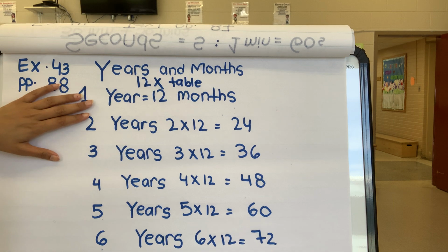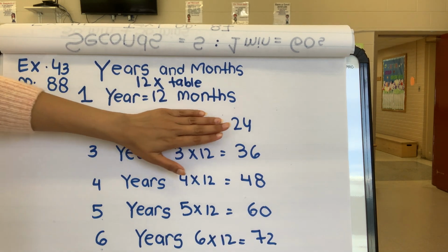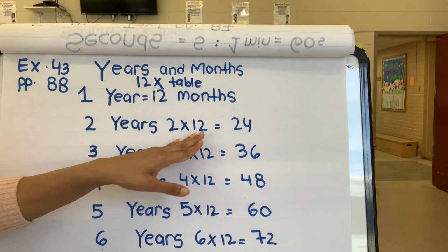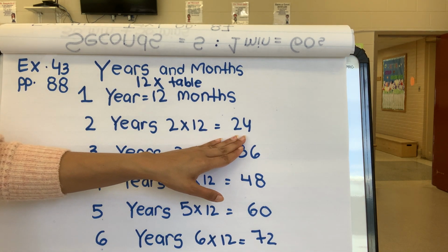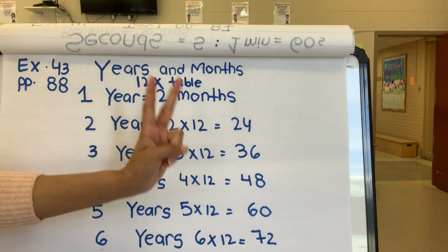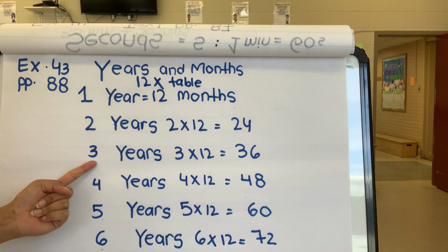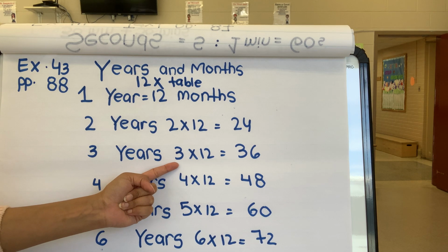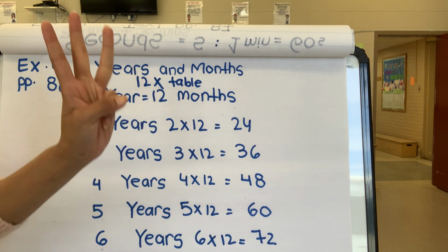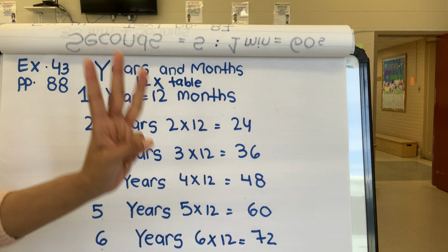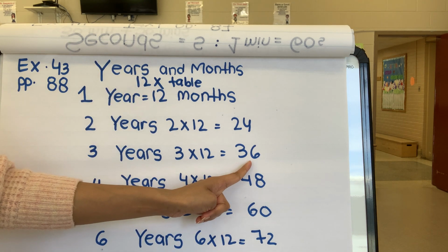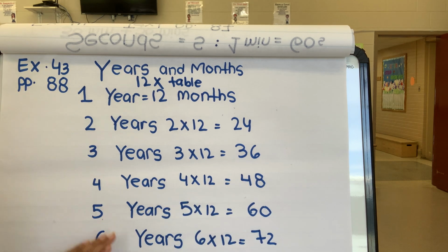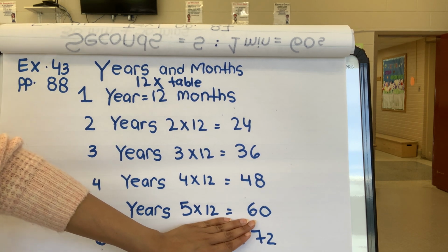Now 1 year, we already know, is made up of 12 months. 2 years are made up of 2 times 12, 24 months. In 3 years, I am going to multiply 12 by 3 because I'm finding out how many months there are in 3 years. That gives me 36 months. Then 4 years would give me 48 months, and 5 years would give me 60 months.